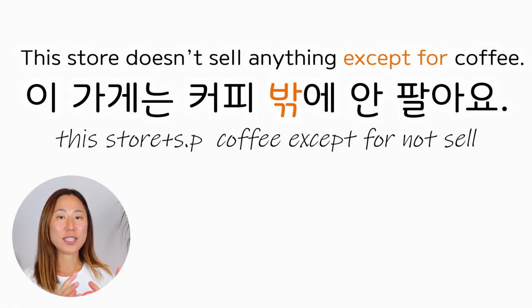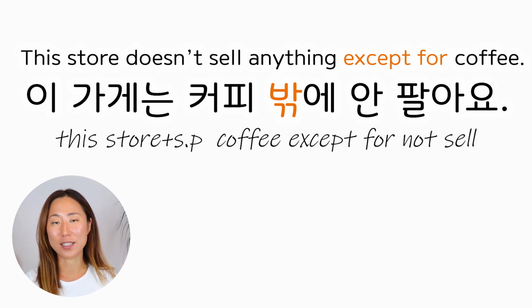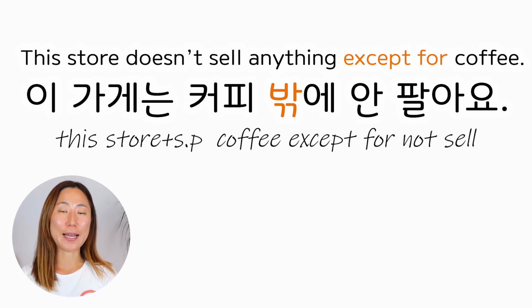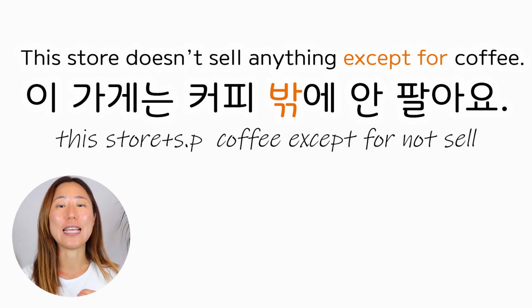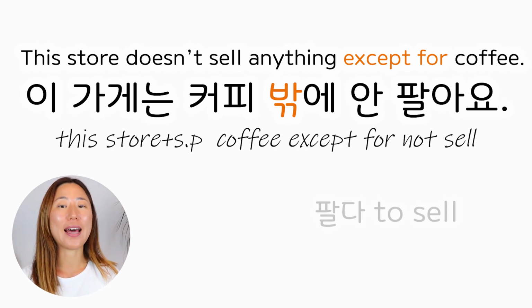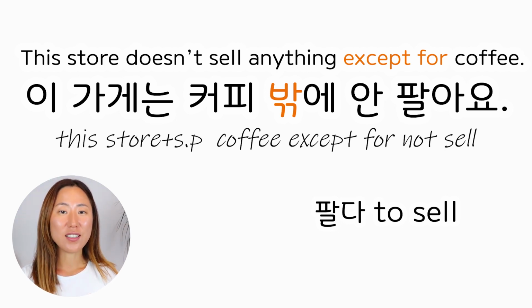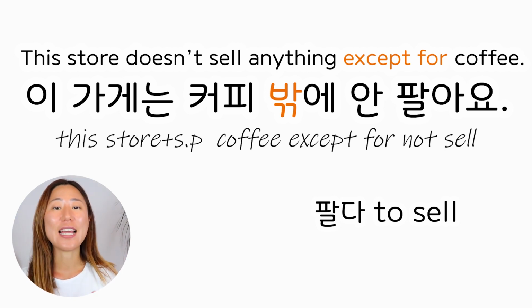이 가게, this store는 subject particle. Coffee is coffee. 밖에 except for. And negation, not. 팔아요 is from a verb 팔다, to sell. 이 가게는 커피밖에 안 팔아요. The store doesn't sell anything except for coffee.